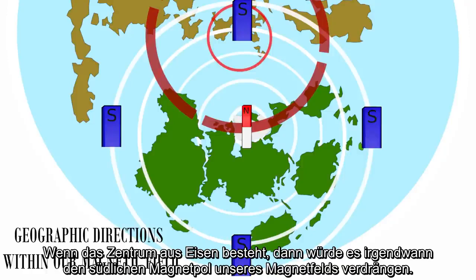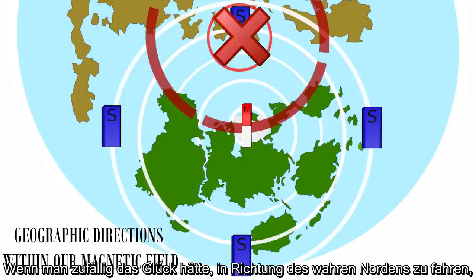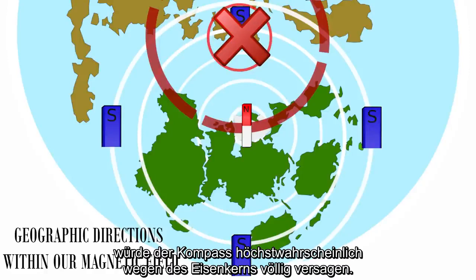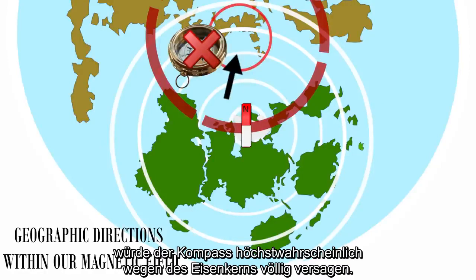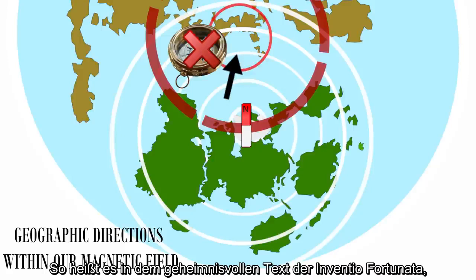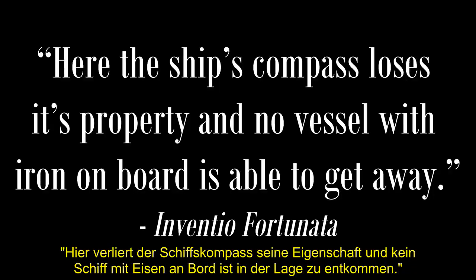If the center is made of iron, then at some point it would supersede the southern magnetic pole of our magnetic field. If by chance you were lucky to head in the direction of true north, then the compass would most likely fail altogether due to the iron core. As the mysterious text, the Inventio Fortunata states, "here the ship's compass loses its property, and no vessel with iron on board is able to get away."